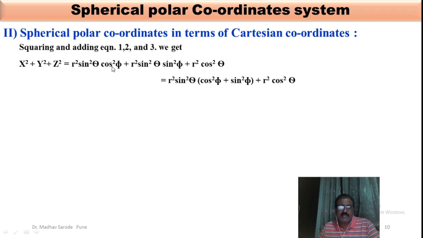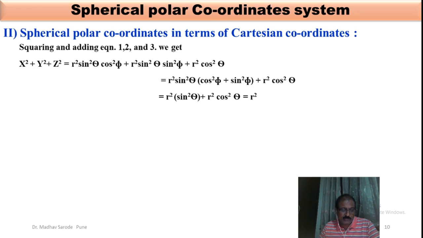Here sin square theta, r square sin square theta common, cos square phi plus sin square phi, and plus r square sin theta. But we know that cos square phi plus sin square phi is 1, and therefore r square sin square theta plus r square cos square theta, and then r square you take common, the remaining is sin square theta plus cos square theta, and sin square theta plus cos square theta is 1.